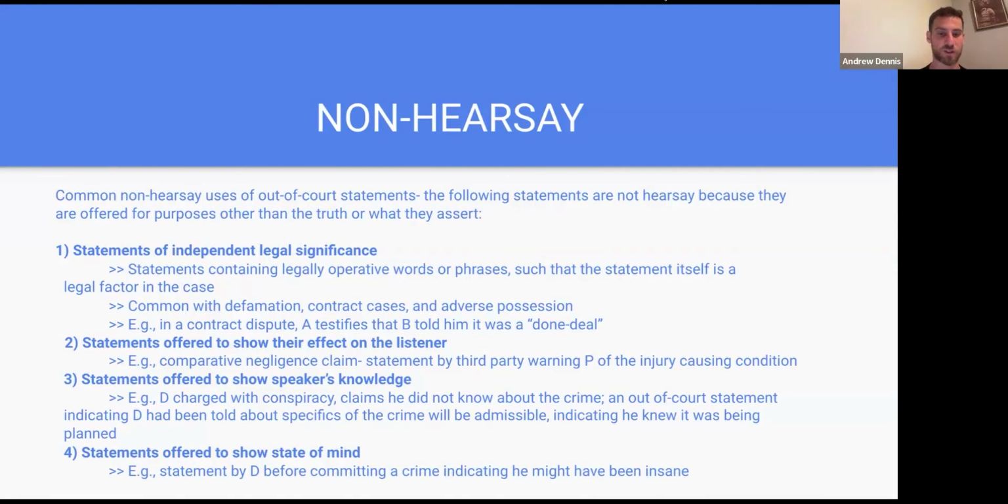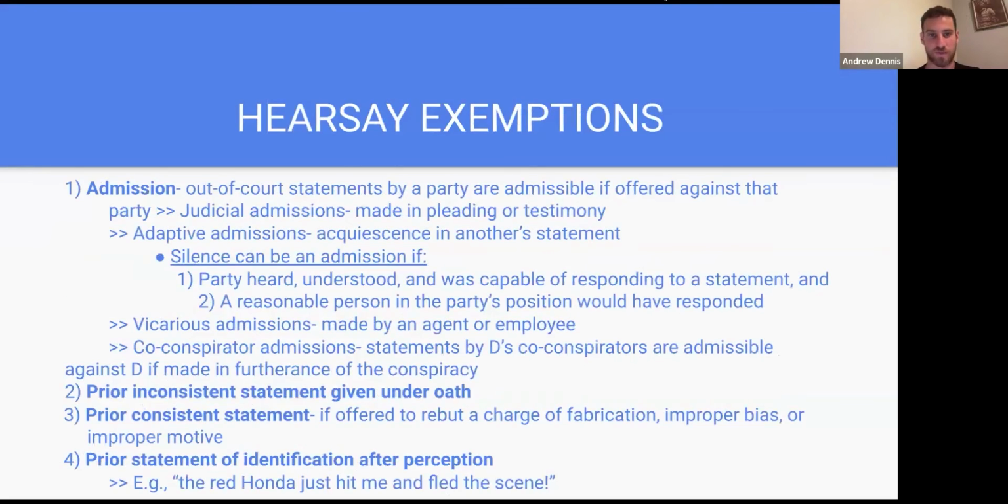And then statements offered to show state of mind. A statement by the defendant before committing a crime indicating he might have been insane. So all these things are just not hearsay. They're not being brought in to prove the truth of the matter asserted, but they're being brought in for these other reasons: independent legal significance, to show the effect on the listener, the speaker's knowledge, or the state of mind. I wouldn't say this is tested as much, but just know that not all statements are hearsay. They have to be brought in to prove the truth of the matter asserted.